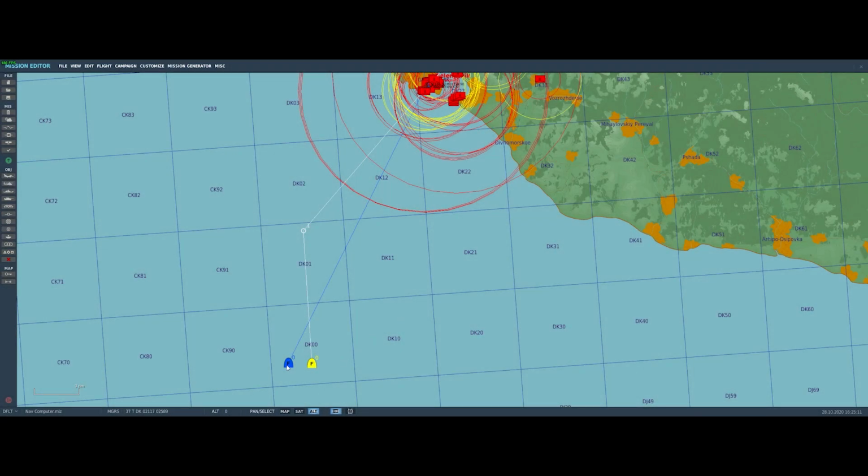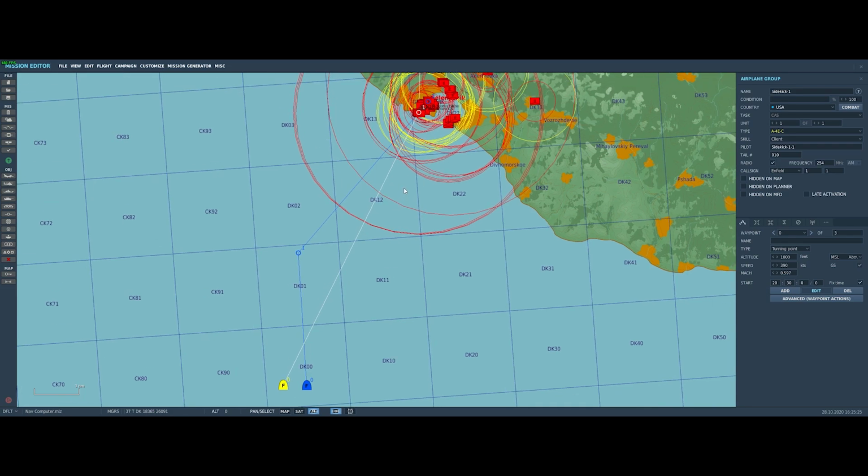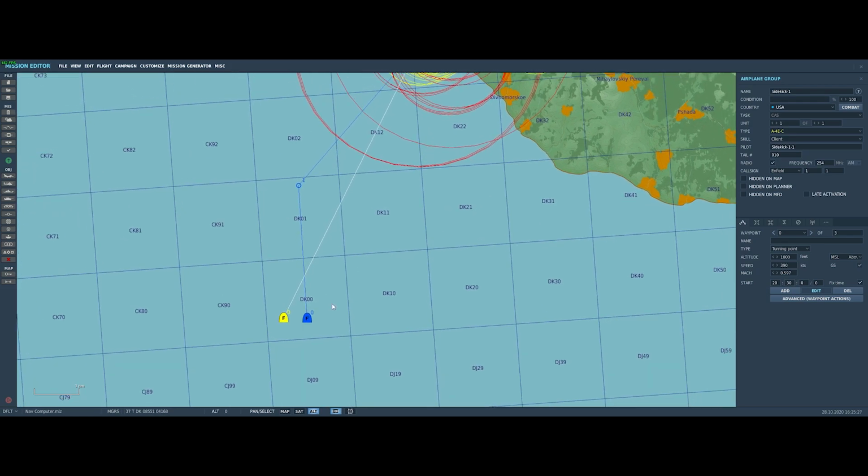Hello YouTube, Sidekick here. We're doing another video, part 2 of how to use the nav computer to do a precision low-level approach. Last time we did what we called the waypoint method, where we flew to a waypoint and then turned to a particular bearing. This time we're going to do what I call the target method.